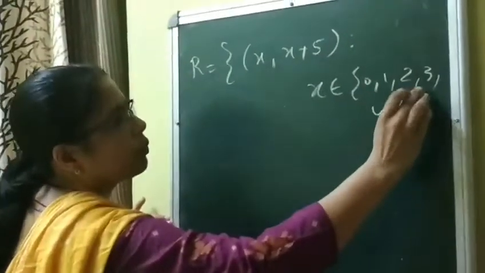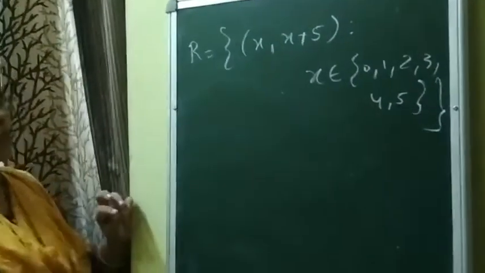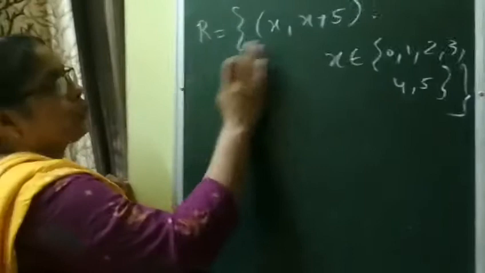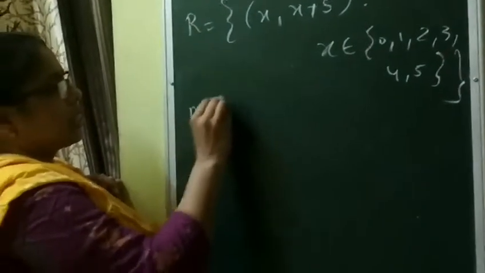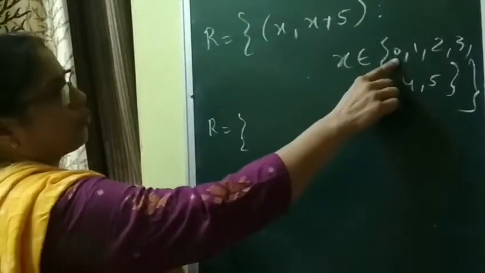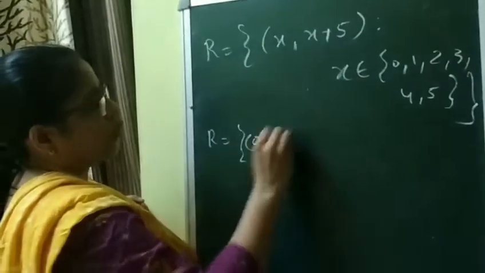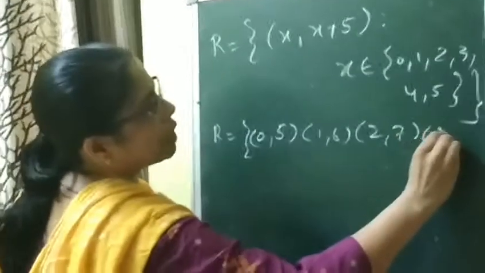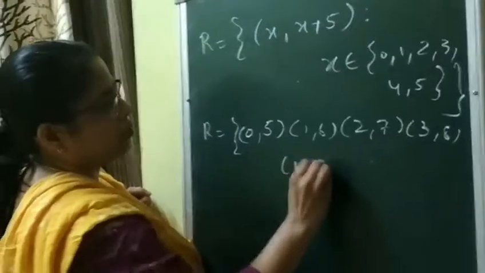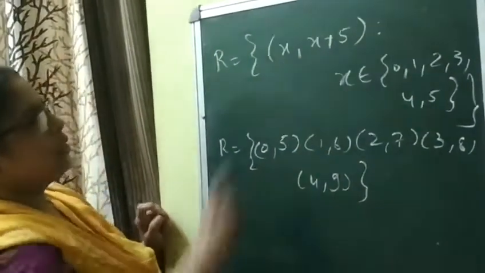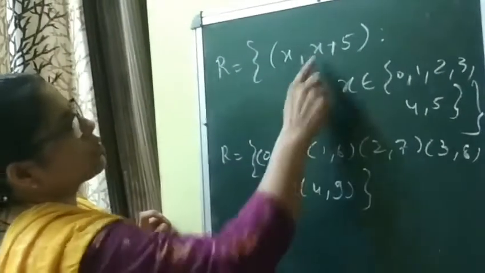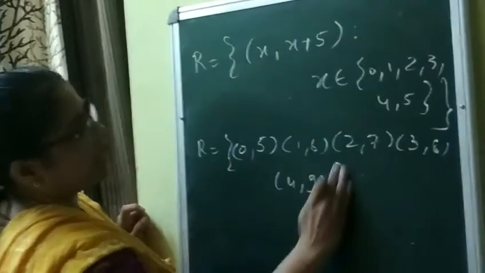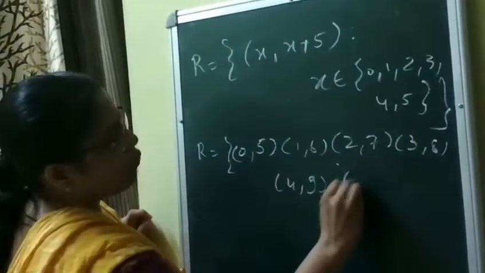Now you have to find the domain and range of this relation. First of all, what do you have to do? First of all, you have to list all the elements. See carefully. The first value you take is 0 for x: (0, 5), (1, 6), (2, 7), (3, 8), (4, 9), and one more element is remaining, (5, 10).